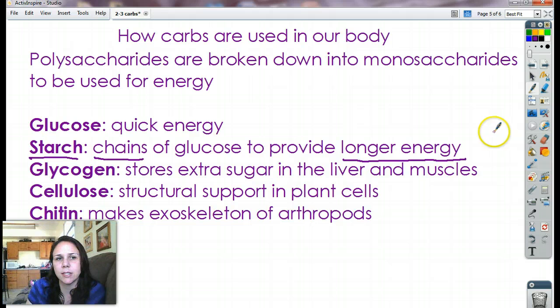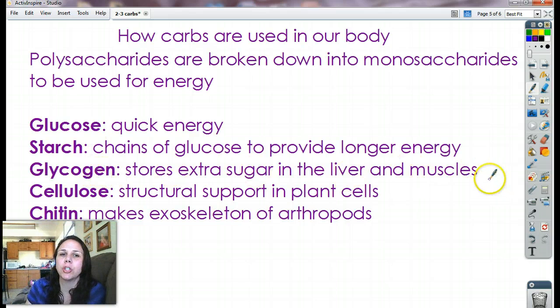Glycogen is stored in our liver and also our big muscles, and that one is for marathon runners. They can't really eat while running. I don't know if they do. I'll have to ask you marathoner guys. But if we can break down the glycogen while they're running, it can provide long-term energy. So this is even longer energy than starch does.